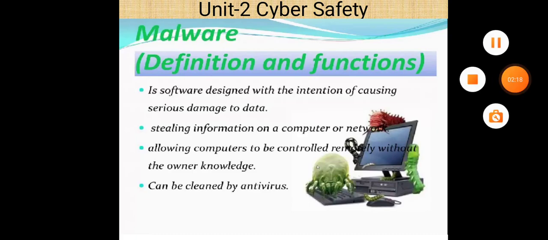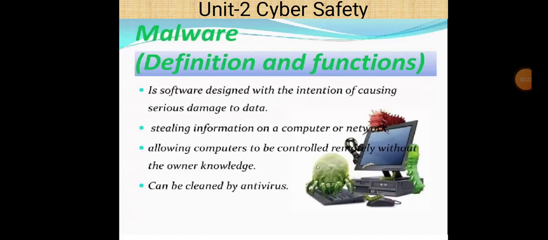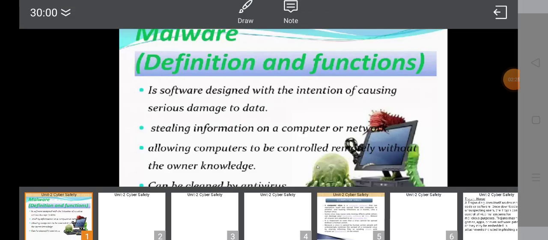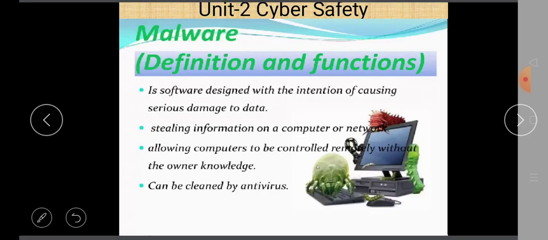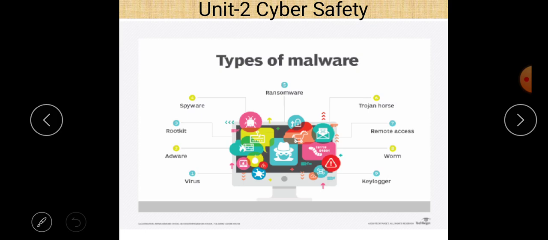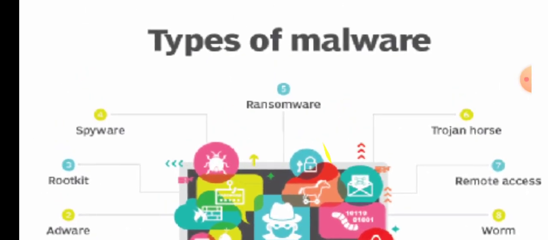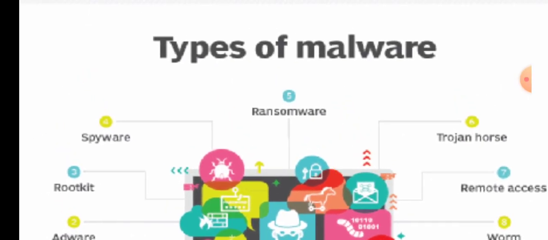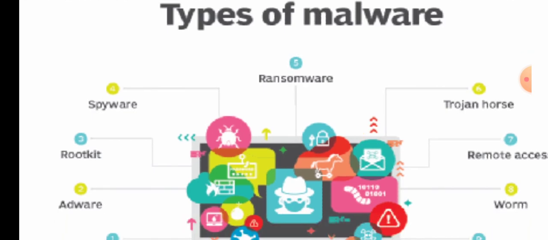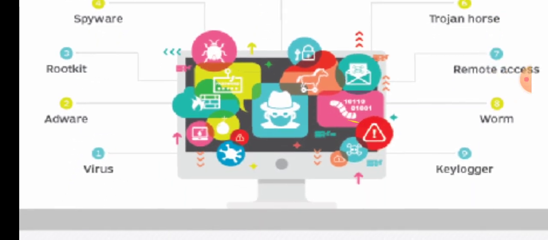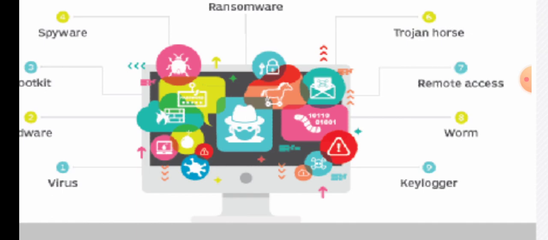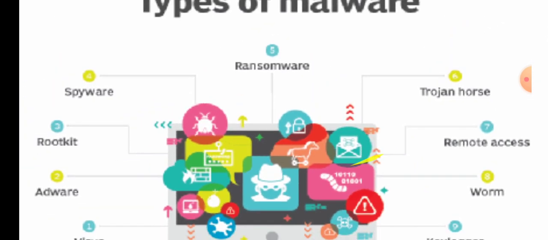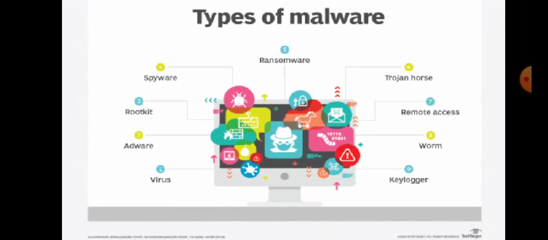So now it's time to discuss different types of malwares. First of all, types of malwares here. You can easily see on the screen. These are the different types of malwares. Spyware is there, ransomware is there, rootkit, adware, virus, keylogger, worm, remote access, Trojan horse. These are the different types of the malwares.